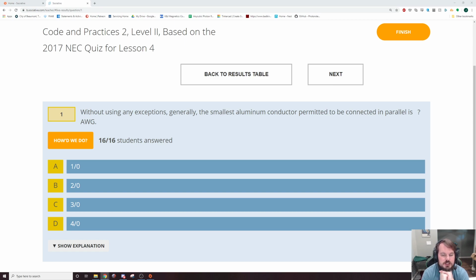Without using any exceptions, generally the smallest aluminum conductor permitted to be connected in parallel is blank AWG. I'm going to start out by looking up parallel conductors in my code book, because that should get me pretty close.